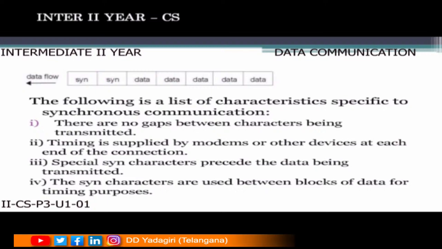The following is a list of characteristics specific to synchronous communication. First, there are no gaps between characters being transmitted. Second, timing is supplied by modems or other devices at each end of the connection. Third, special synchronized characters precede the data being transmitted. Fourth, the synchronized characters are used between blocks of data for timing purposes.